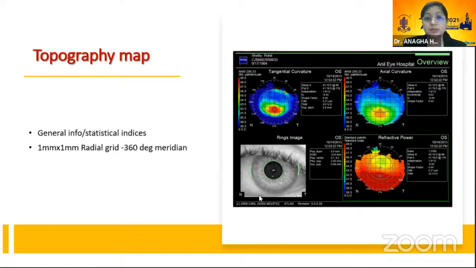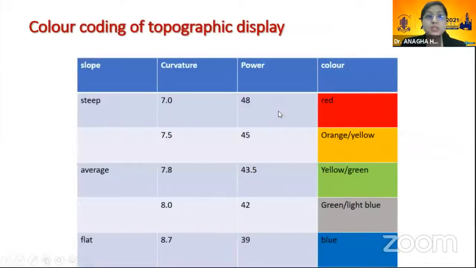The ring image also, remember, though it is just a basic test, it is very important because it will give you ideas regarding if there is any change in the ring curvature, and that will help in knowing what exactly is the problem with the patient and correlate with the topography map. So these are usually 1 by 1 millimeter radial grid, and there is a 360-degree meridian along with it.